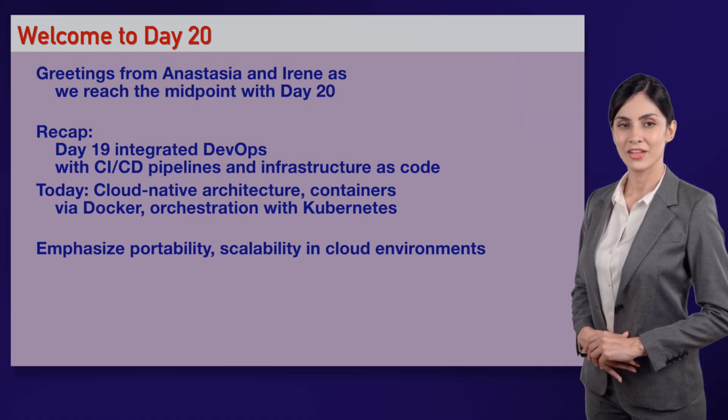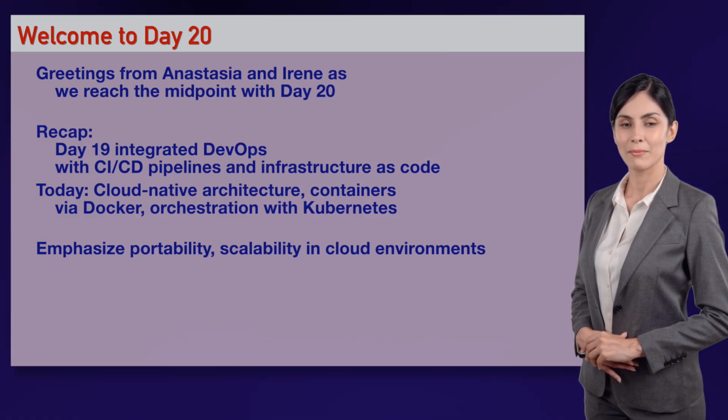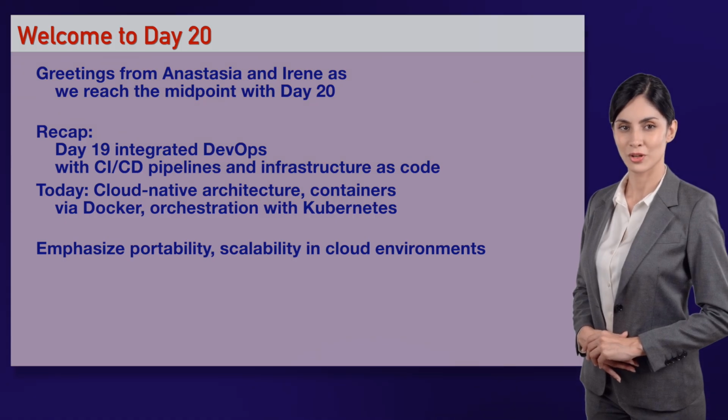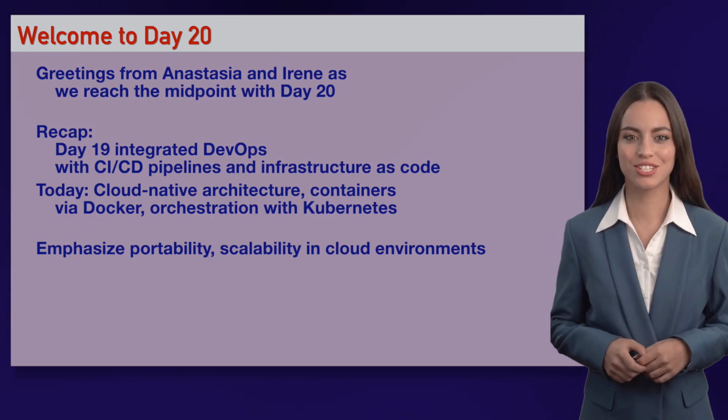Today, we're elevating that foundation to cloud native architecture, diving into containers with Docker for packaging applications consistently, and orchestration via Kubernetes for managing them at scale, illustrating how these tools enable highly portable, resilient, and auto-scaling systems that thrive in dynamic cloud settings. A milestone session. Cloud-native approaches revolutionize how we build and operate, leveraging the automation from DevOps to achieve unprecedented efficiency and adaptability.